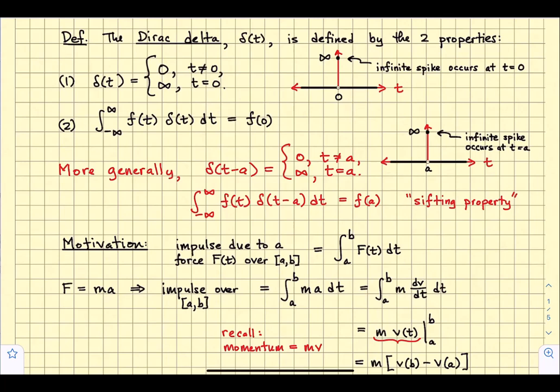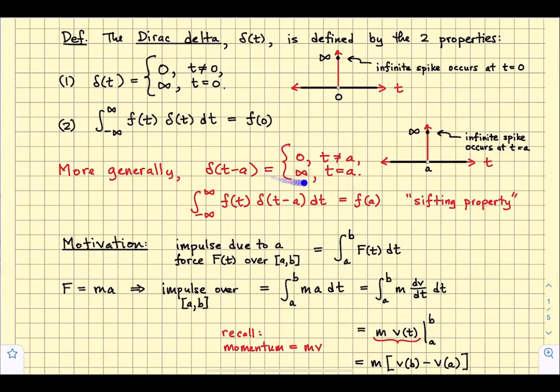So more generally, we might want a Dirac delta that doesn't have the spike occurring at t equals 0, but rather at, say, t equals a. And so we can just think of that as a shifted version of the standard Dirac delta. You can think of delta of t minus a as just a delta that's been shifted to occur at t equals a. So now the graph looks like this. The function is still 0 everywhere except when t is equal to a, and exactly at a there's an infinite spike. So this is just a shifted Dirac delta.